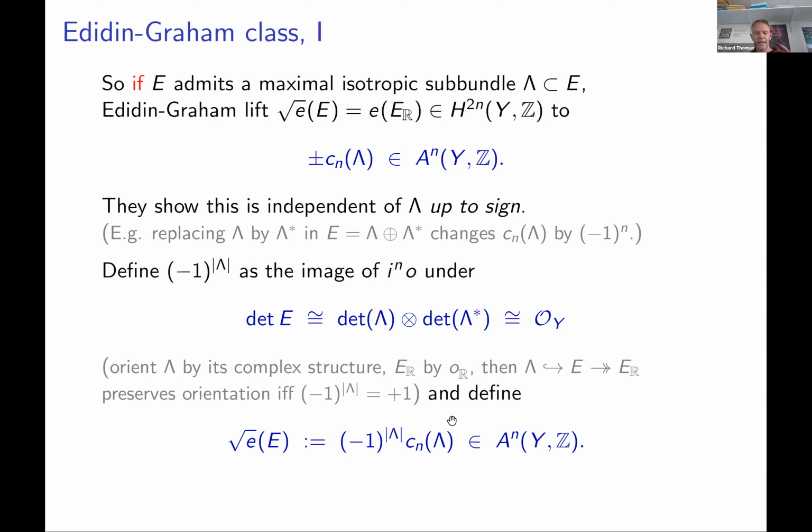And then I can fix the sign of this square root Euler class by using that sign. So if my lambda is positive, I just take its Euler class, and if it's negative, I take minus its Euler class. And that fixes this ambiguity up here in the example of E being lambda plus lambda dual, where I'm not sure which maximal isotropic to take. The signs now cancel out, and it doesn't matter. I get the same answer either way. So this is the square root Euler class when E admits a maximal isotropic.